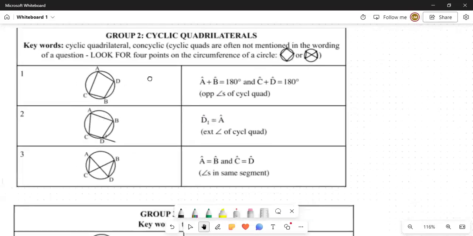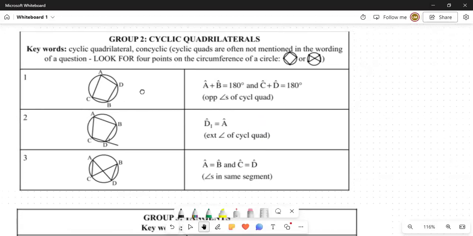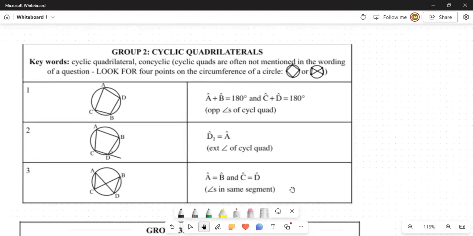Let's move on to your cyclic quads. For something to be a cyclic quad, all of the vertices need to touch the circle. All of them. That's how you know it's a cyclic quad. If not all of them are touching, then it can't be a cyclic quad. Now you can have them not touching and they're asking, is this a cyclic quad? Then if you need to prove that it's a cyclic quad, any of these rules here will allow you to prove it.